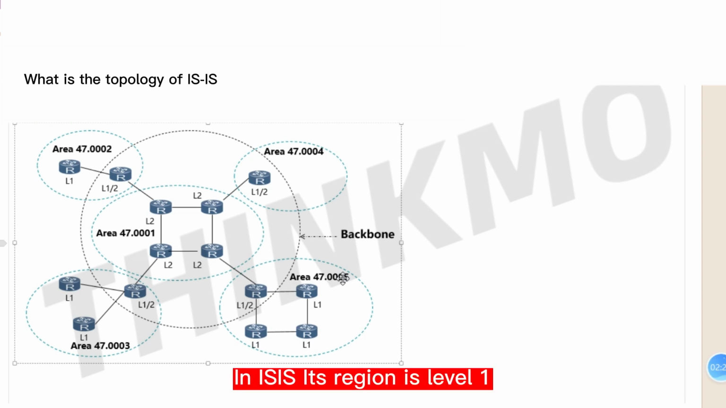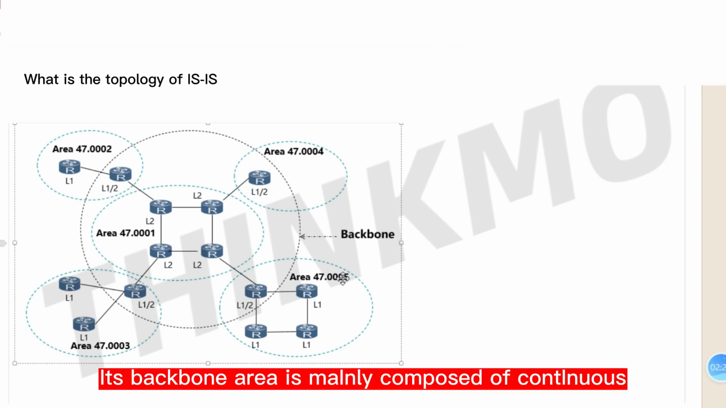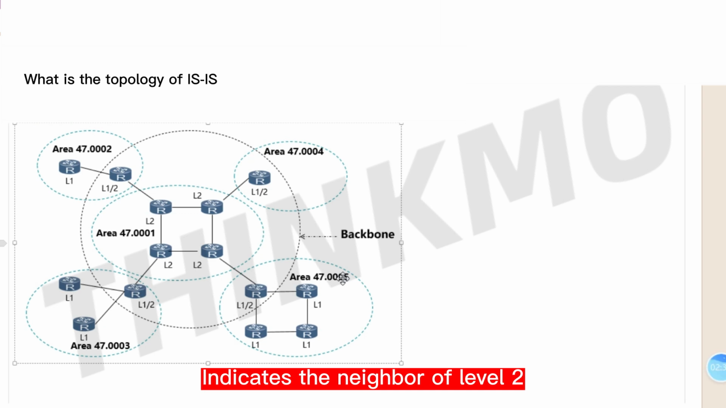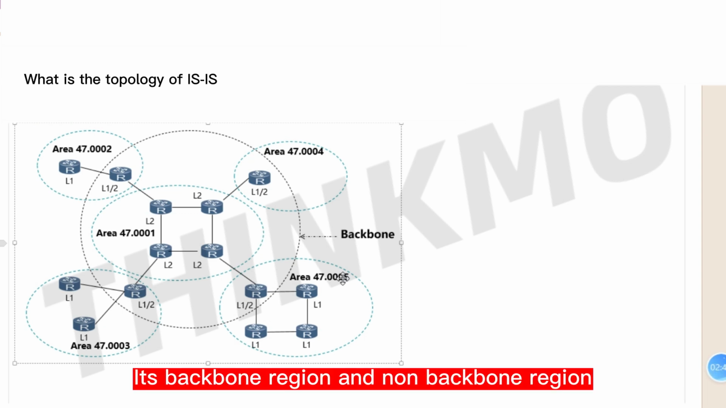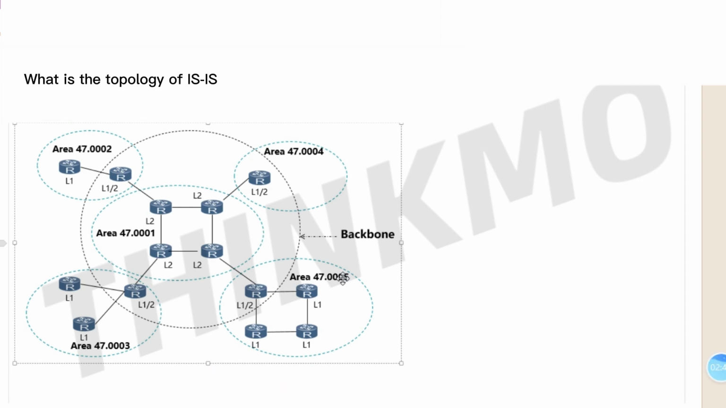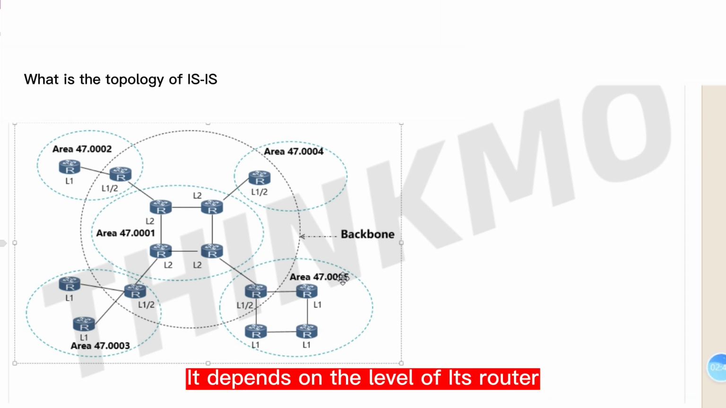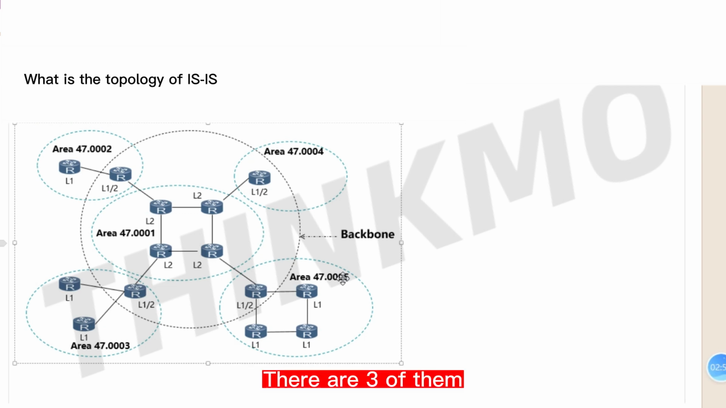In IS-IS, its area is level 1. Its backbone area is mainly composed of continuous neighbors of level 2. Such an area, we call the backbone of IS-IS. That is, in IS-IS, its backbone area and non-backbone area depend on the level of its router. There are 2 types, level 1 and level 2. Technically, there is also a level 1-2 router. There are 3 of them.